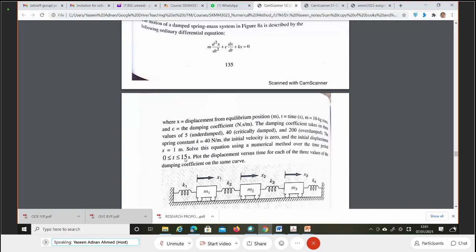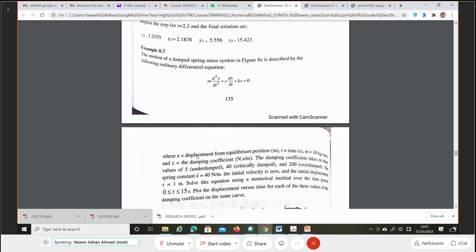So maybe you consider t is equal to 5 seconds. Just consider 0 as the initial condition, then 5, 10, and 15. Let me know the result. Please, I will check the results for you. That will give you the confidence to solve the problems.